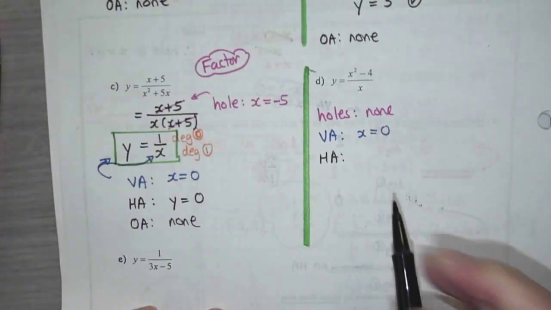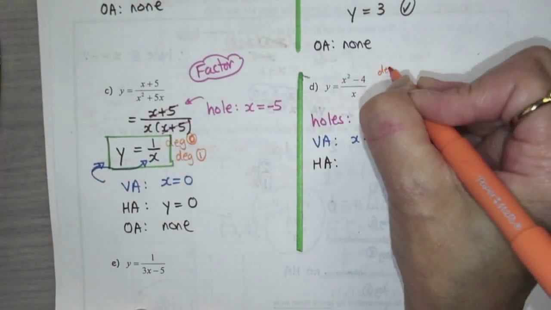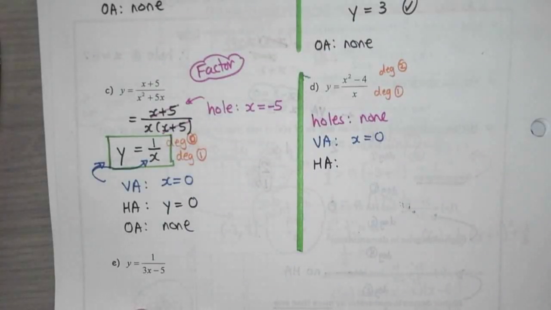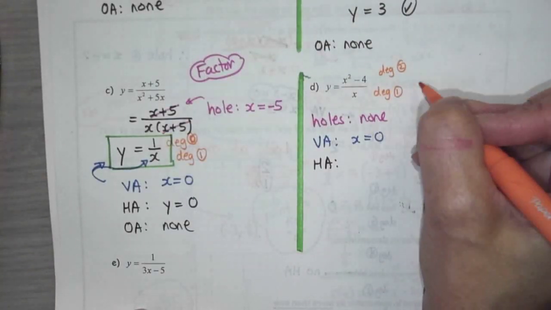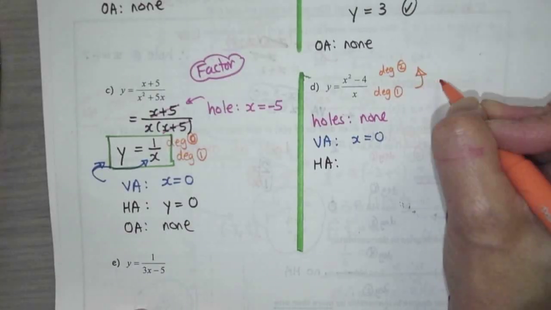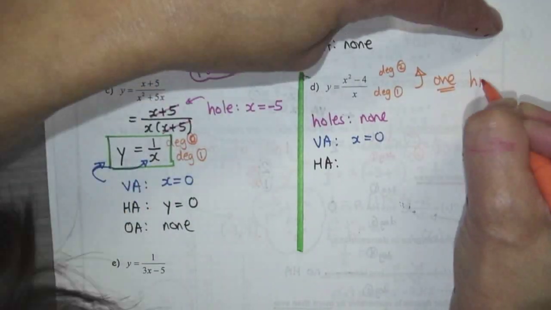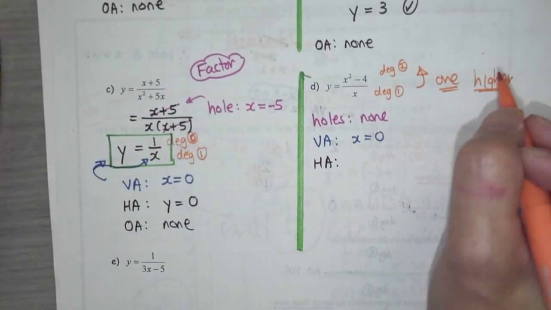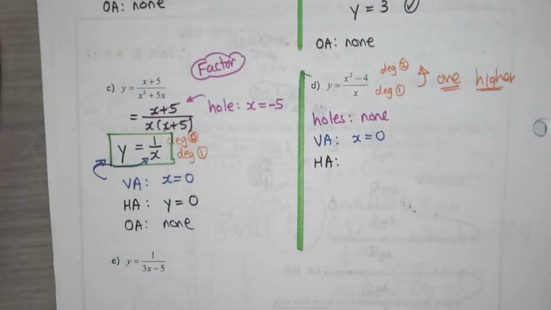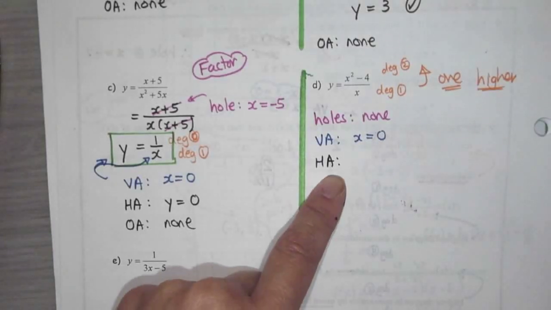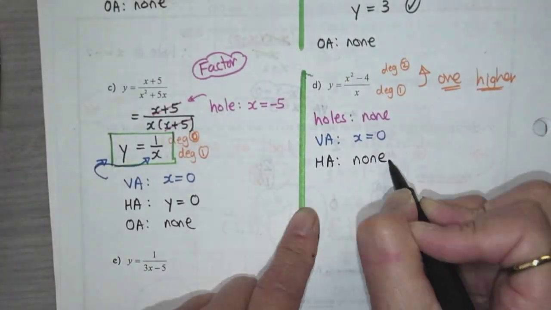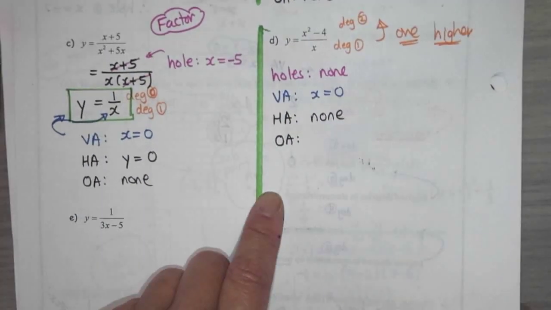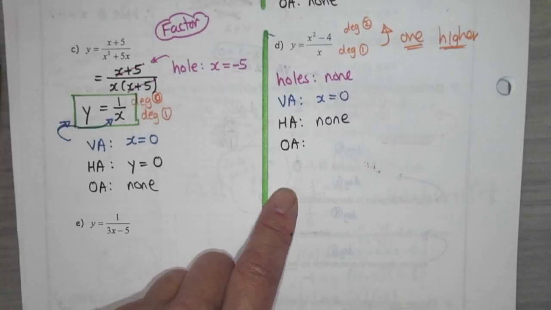Horizontal asymptote. Look at the degrees. Degree 2. Degree 1. Higher on the top by 1. One higher. Cool. Now I get to put none here, and I get to find my oblique. I did this one on purpose because I thought this would be super fun.